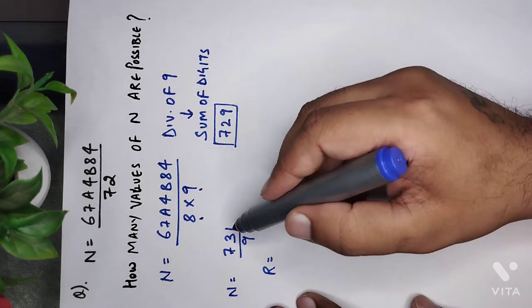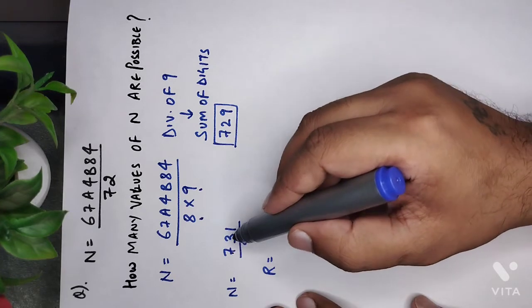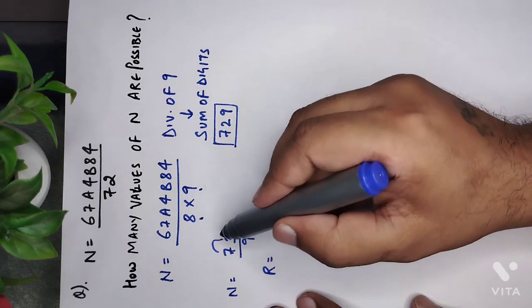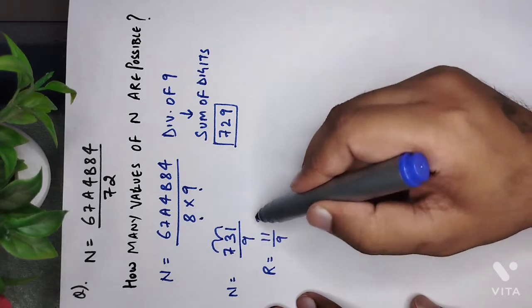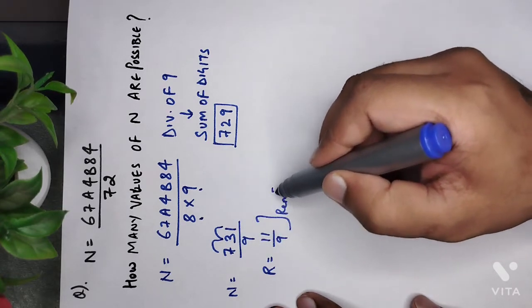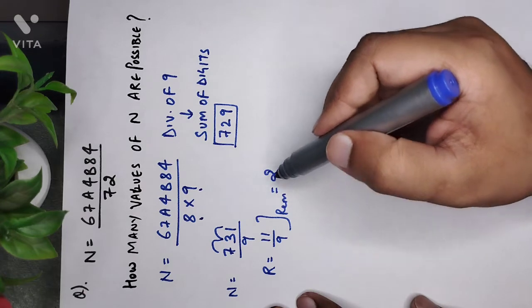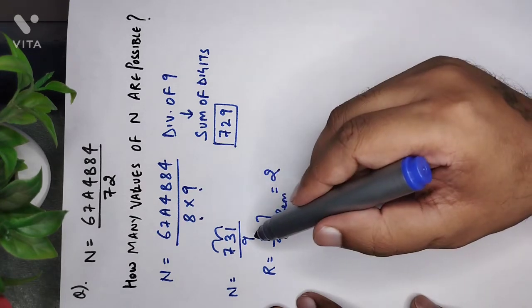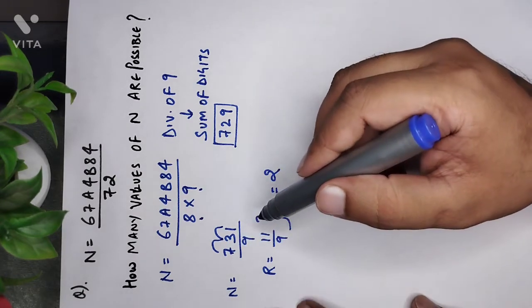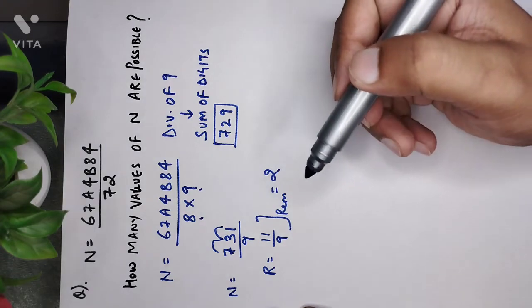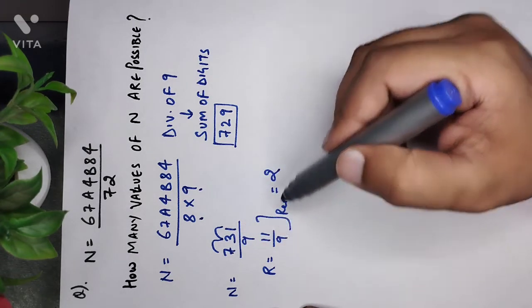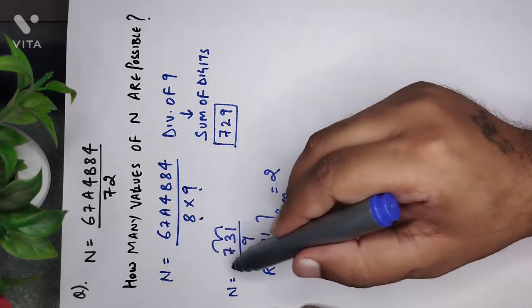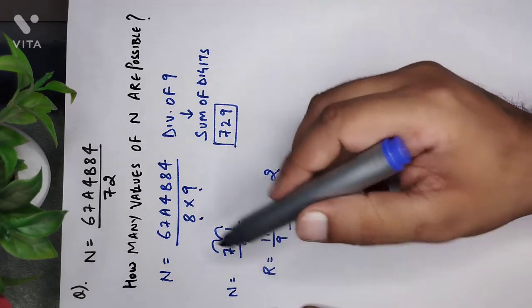If I have to find the remainder, I simply have to add the digits. 7 plus 3 is 10, 10 plus 1 is 11. Now if I divide 11 by 9, I get remainder equal to 2. So this is how we find the remainder in case of 9, or how we check divisibility in case of 9. You just have to add up the digits, divide by 9, and whatever the remainder is, that will be the remainder for the entire number.